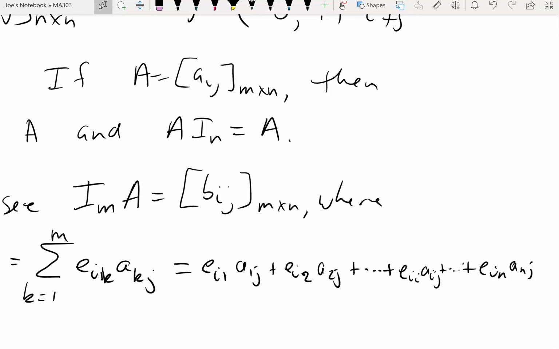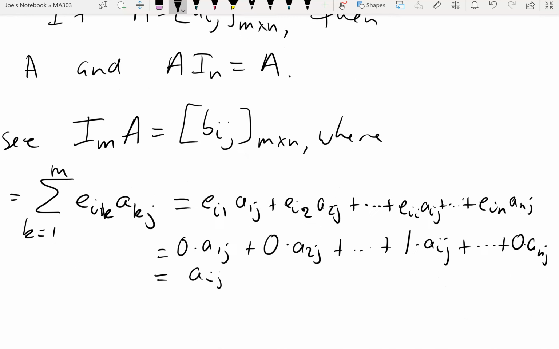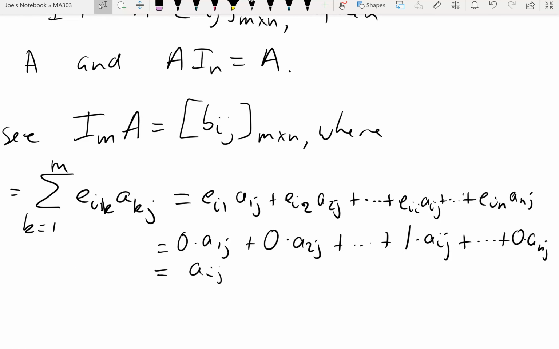What's E_i1 then? 0. What's E_i2? 0. What's E_ii? 1, right? So this whole thing, if I write it out longhand, it's 0 times A_1j, 0 times A_2j, 1 times A_ij, 0 times A_mj. What does that simplify to? A_ij. Is that what we wanted? It's exactly what we wanted, wasn't it?